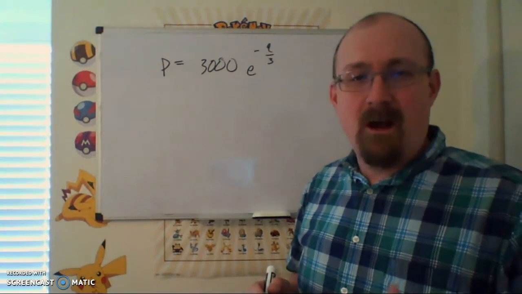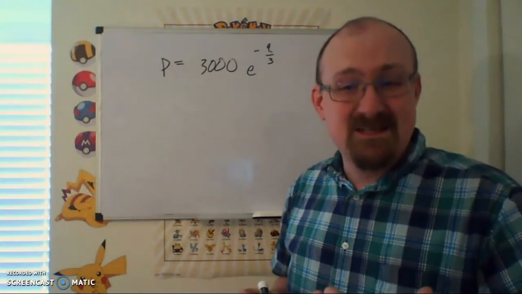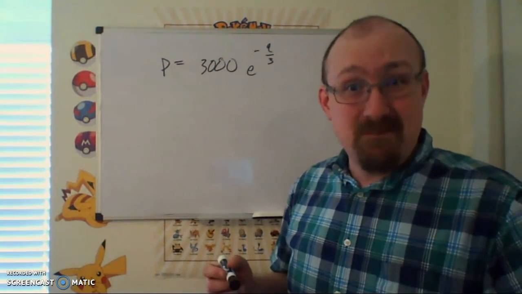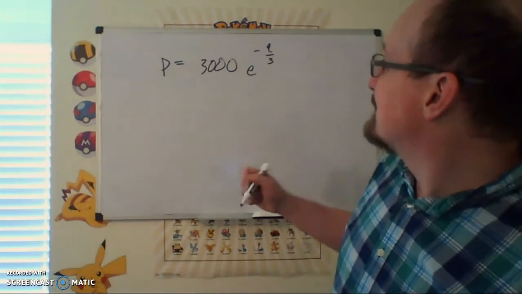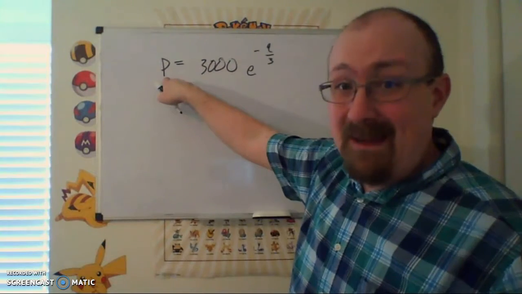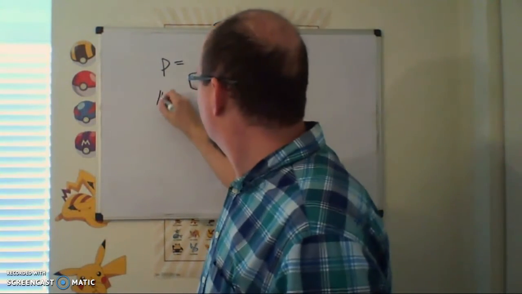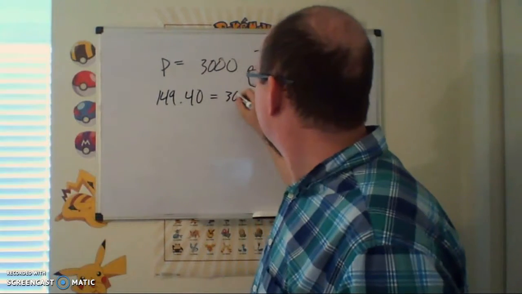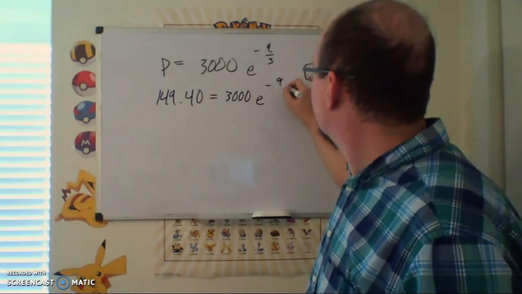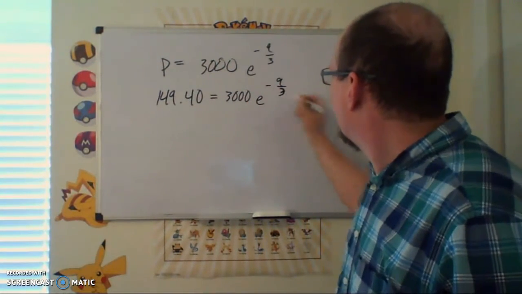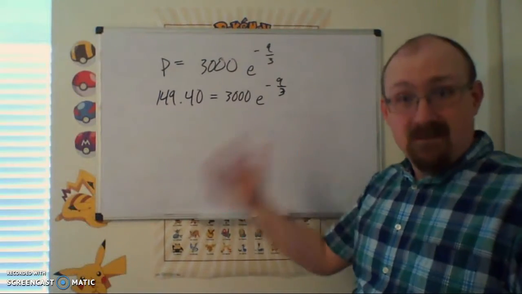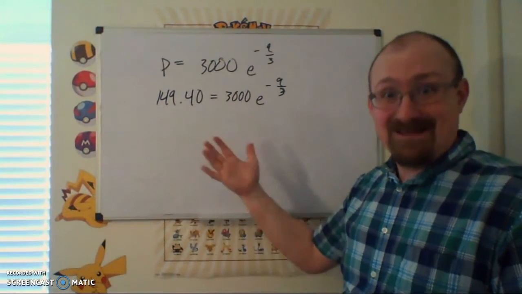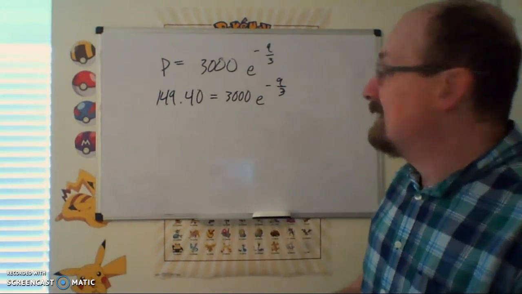If we set the price at $149.40 per unit, how many should we expect to be able to sell? So in this instance, that's going in for P because it's a price. So we have 149.40 equals 3,000 e to the negative q over 3. We got to get q by itself. That's the thing we're after, the quantity demanded.